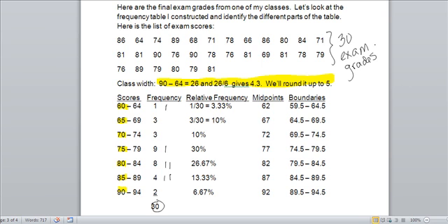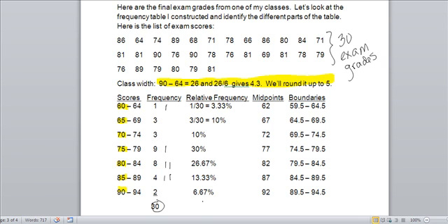Now, a relative frequency table, instead of just the frequency, has the frequency divided by the total number of values, changed to a percent. Yes, that's the way; some of them use the decimal and some use the percent. So I take 1 divided by 30 and I get 3.33%. 3 divided by 30 is 10%. 3 divided by 30 is 10%. 9 divided by 30 would be 30%. 8 divided by 30 is 26.67%, and so forth.